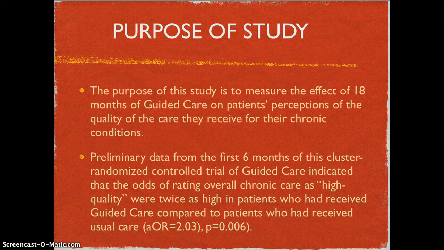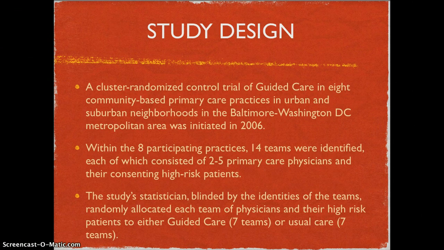Preliminary data from the first 6 months of this cluster randomized trial indicated that the odds of rating overall chronic care as high quality were actually twice as high in patients who had received guided care compared to patients who had received usual care. And so what this study wanted to look at was what had happened after 18 months.